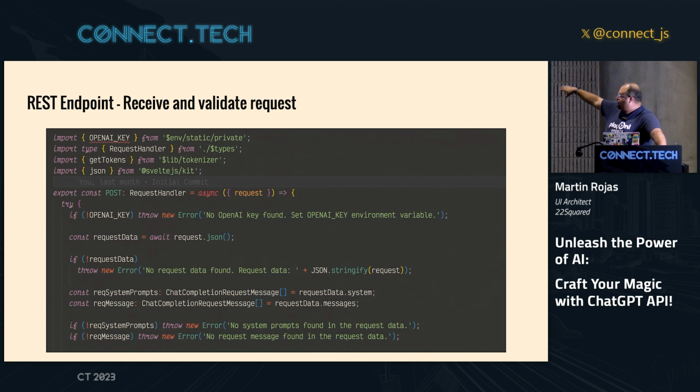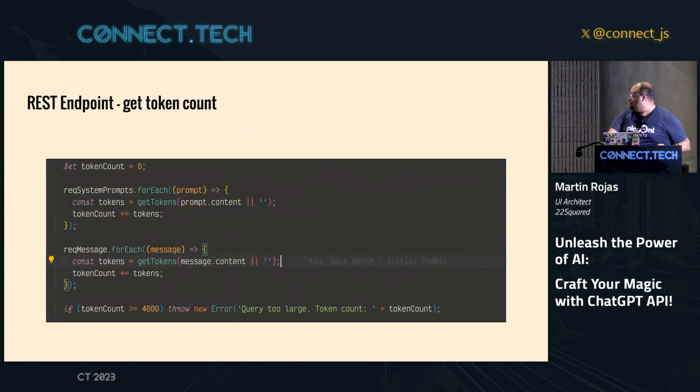Really simple. Here I'm getting a post request. I'm making sure I have my secret key, and then when I get my JSON, I'm making sure I have the system prompts and the message prompts, and if I don't, I throw back an error. Nothing more complicated than that. Then with those two, I have to go through it and use the library to count the tokens.